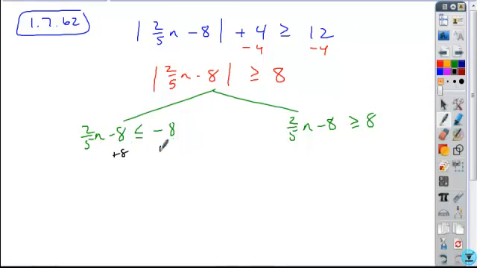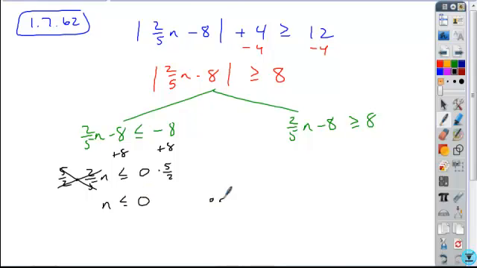So if we add 8 to both sides, we get 2/5 n is less than or equal to 0. And then if we multiply by 5/2 to isolate our n, we get n is less than or equal to 0, since 0 times anything is going to remain 0. So that one stays exactly as it is.